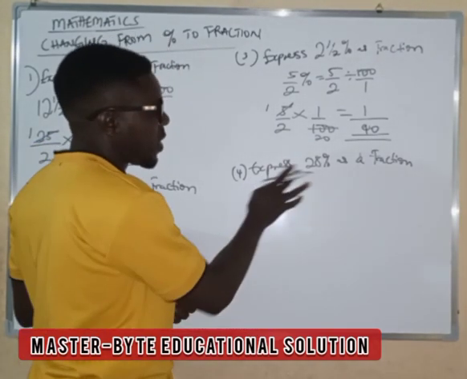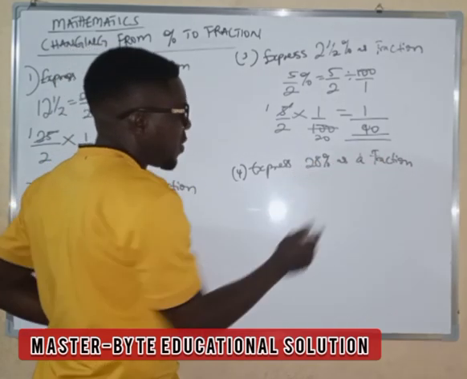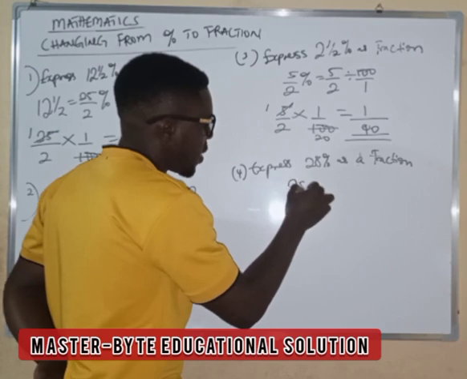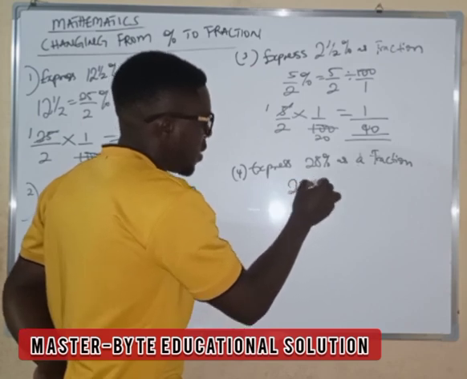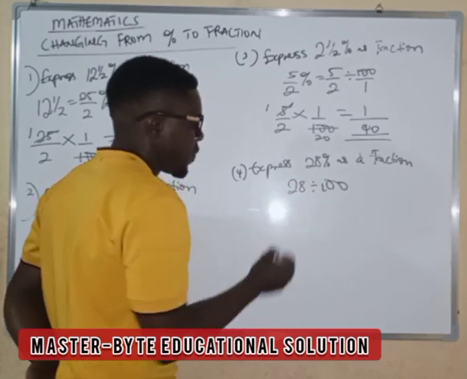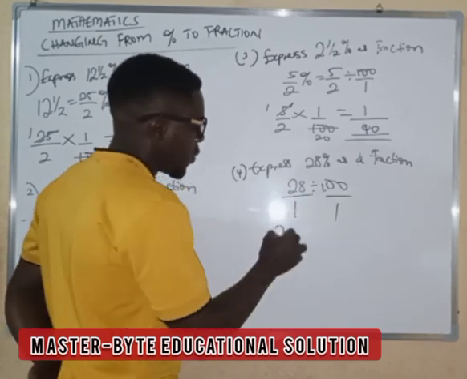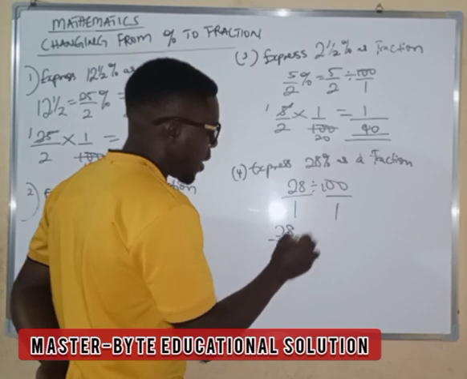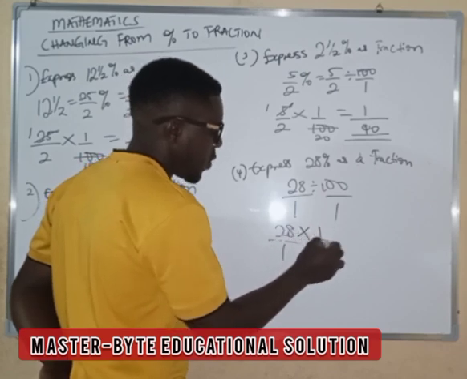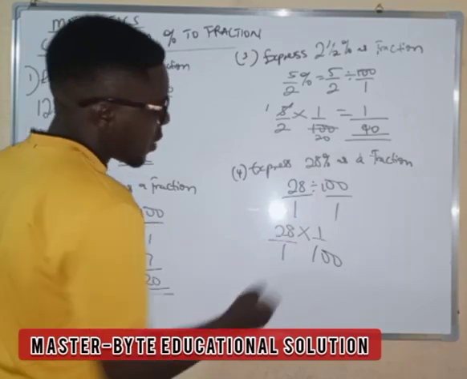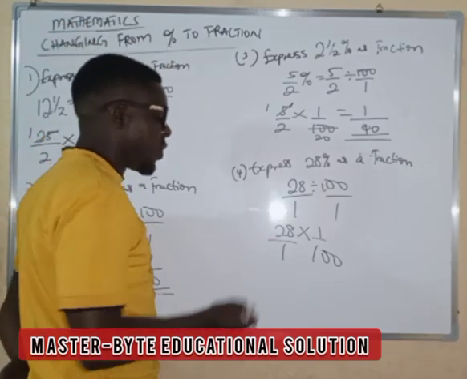Now for the fourth example, we have express 28% as a fraction. Now 28% as a fraction is 28 divided by 100. Now any whole number is divided by 1. So we have 28 over 1 times 1 over 100. Now what is going to divide between 28 and 100? 4 is going to divide.